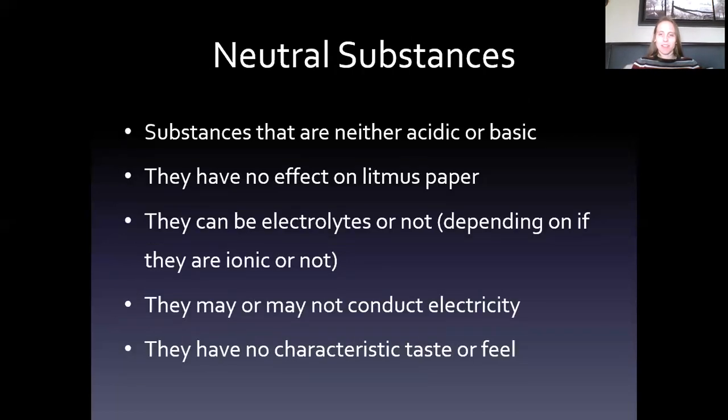Neutral substances are just substances that aren't acidic or basic, so they will have no effect on litmus paper. Some of them will be electrolytic and some of them won't, usually based on whether or not they're ionic. And therefore they may or may not conduct electricity, and they have no characteristic taste or feel.